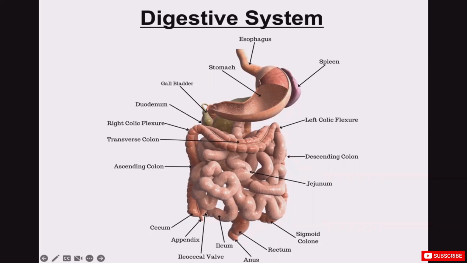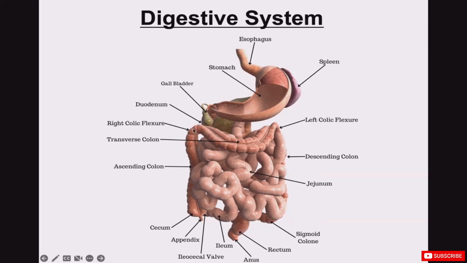which has a valve here. It's called the ileocecal valve, which is a connection between the small intestine and large intestine. So the cecum and ileum have a valve in between. Cecum is the beginning of the colon or large intestine. You have the ascending colon, the transverse colon, and the descending colon on the other side. It gets to the sigmoid colon, rectum, and anus.